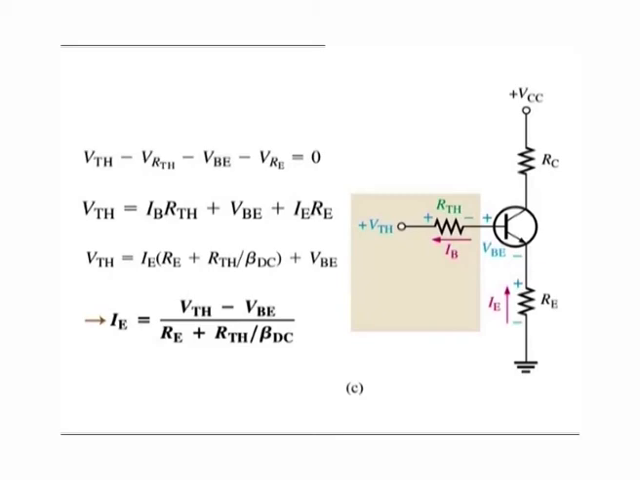If Rth over beta DC is small compared to Re, the result is the same as for an unloaded voltage divider. Voltage divider bias is widely used because reasonably good bias stability is achieved with a single supply voltage. Emitter bias. Emitter bias provides excellent bias stability in spite of changes in beta or temperature. It uses both a positive and a negative supply voltage.